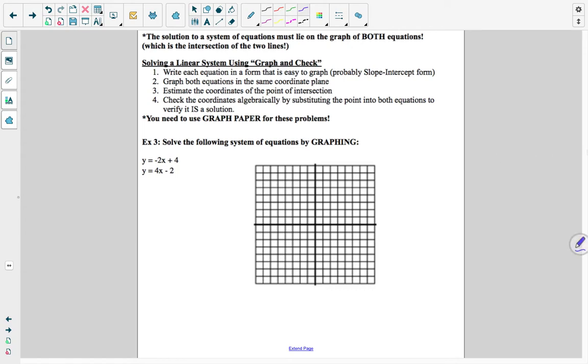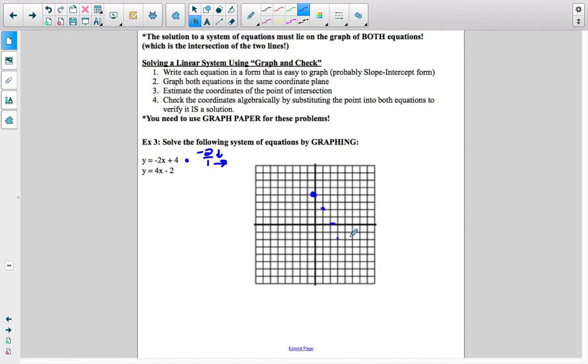I'm going to graph this system of equations. I'm going to put this first line in blue. So the y-intercept is 4, and the slope is -2, which means I'm going to go down 2, right 1 from the y-intercept. Down 2, right 1, down 2, right 1.